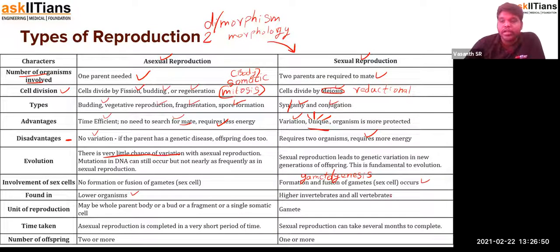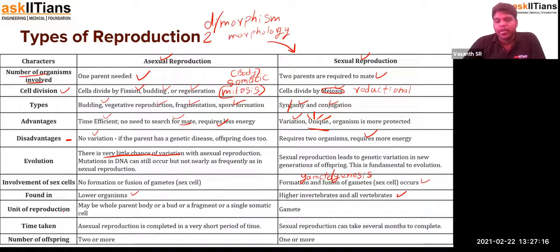Before going to that, we'll see where sexual reproduction is actually found. It is found in vertebrates, most or all vertebrates, but in certain invertebrates also. I'm very sure that if you remember the difference between vertebrates and invertebrates, which you studied in the biodiversity chapter in 9th standard, you would clearly understand this process.